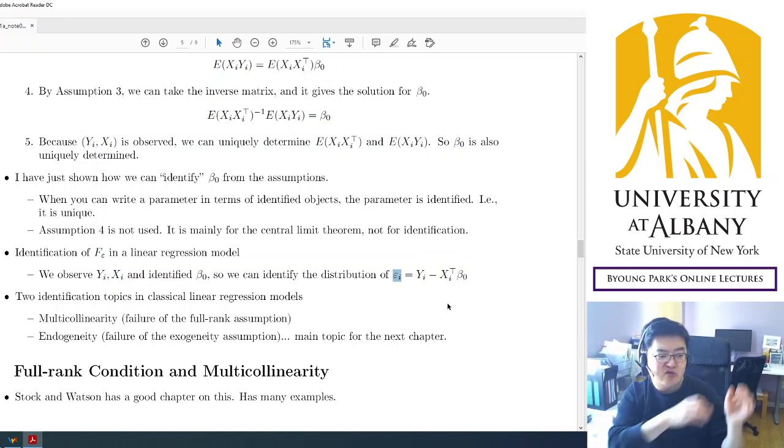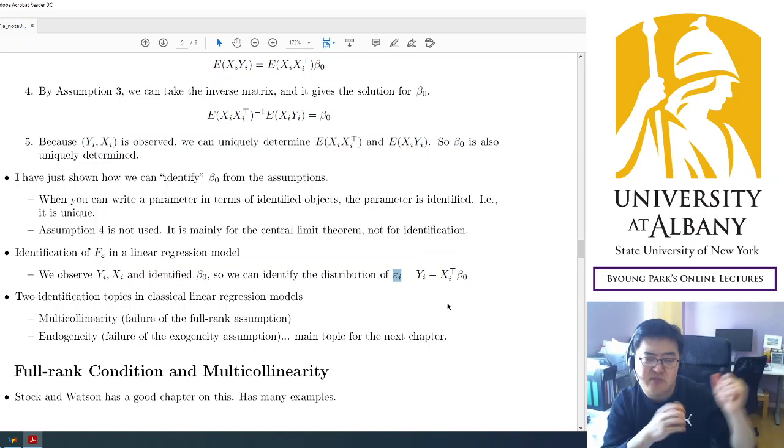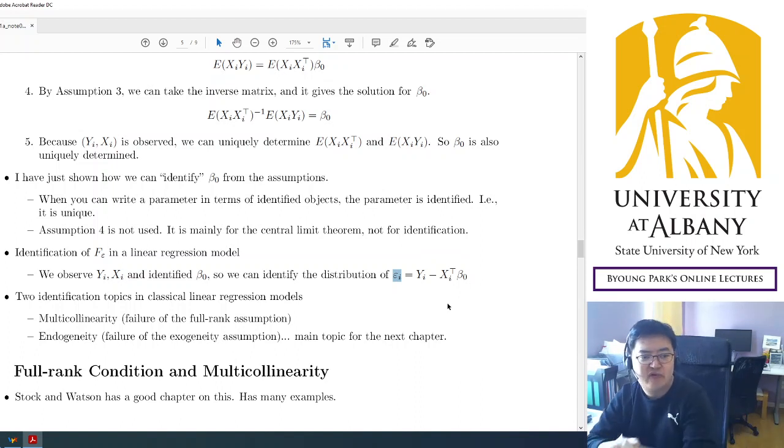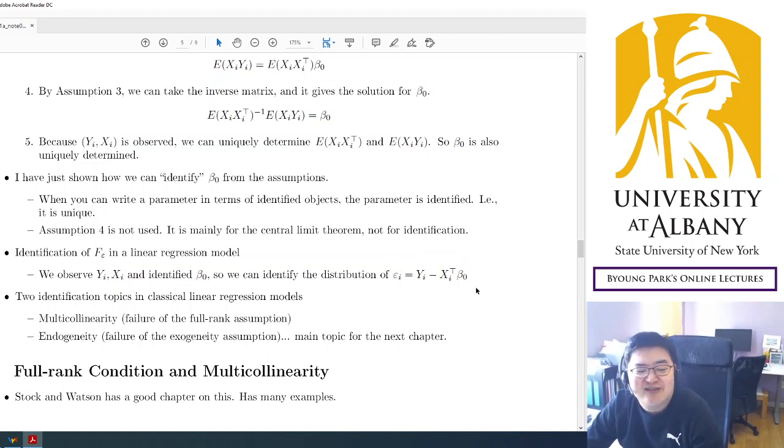So when you know x and y, then you know beta 0. Then from x, y, and beta 0, you can identify epsilon. And from an infinite number of epsilons, you can identify its distribution. So everything is identified step by step. So when you see the proof for identification, it looks too trivial, obvious. Everything is obvious. What's the problem?